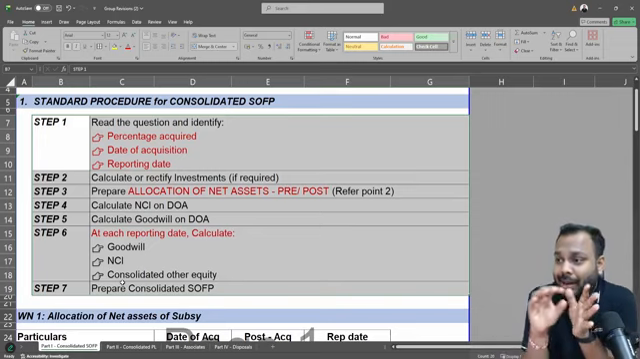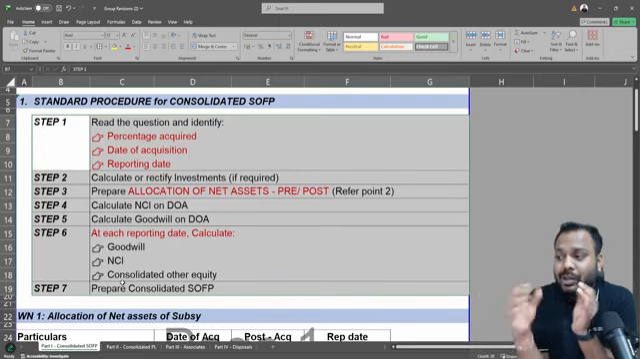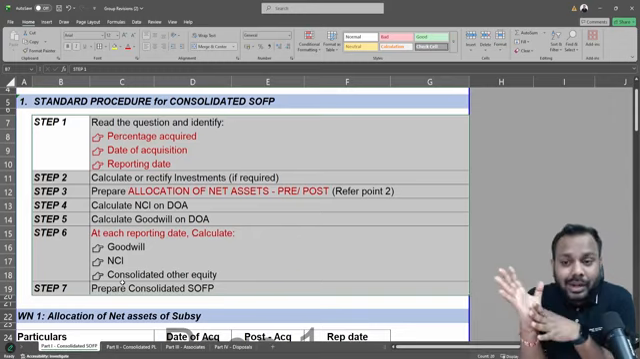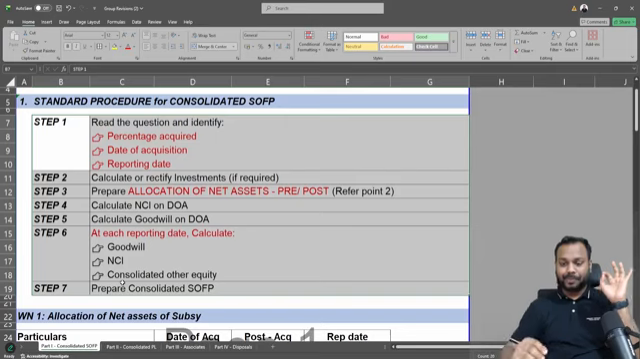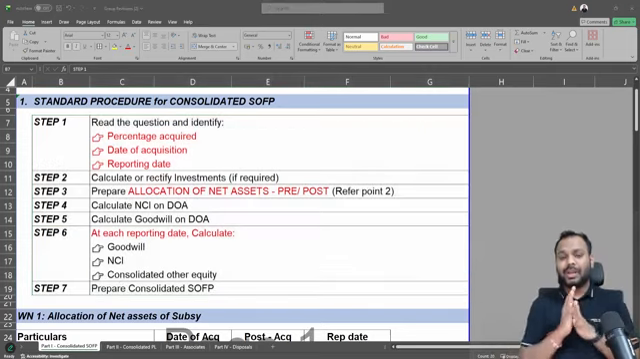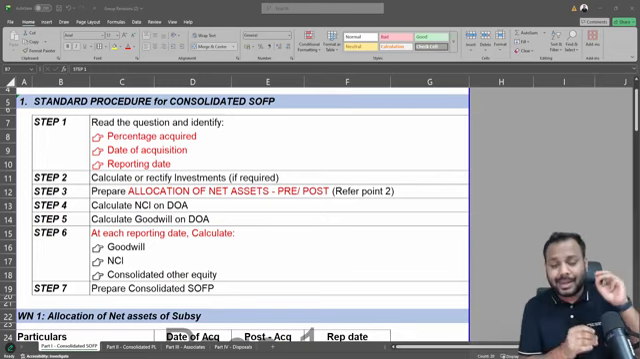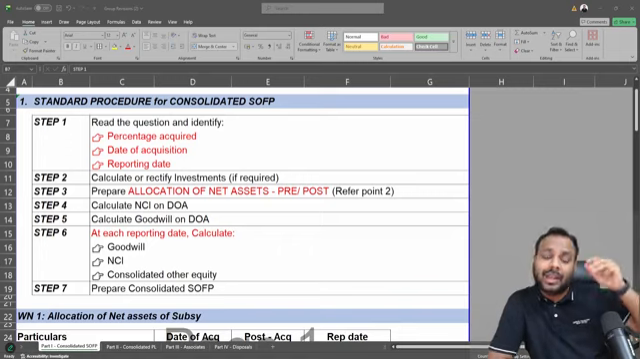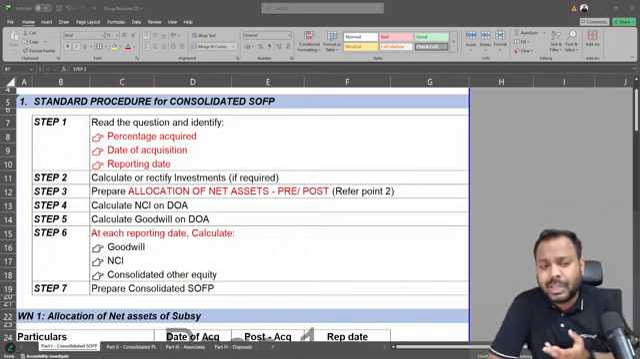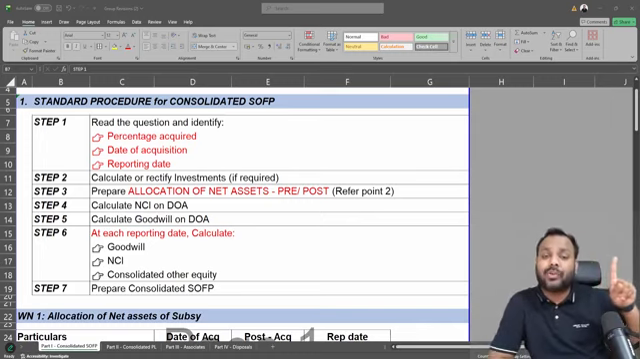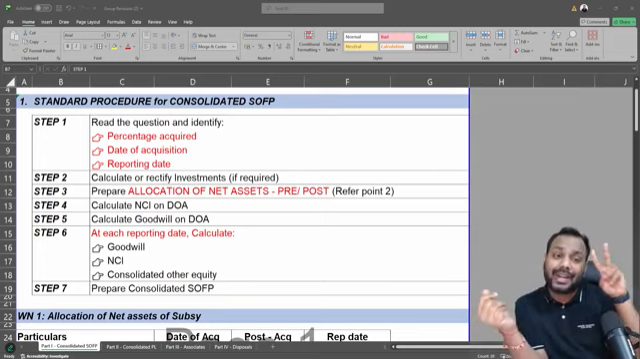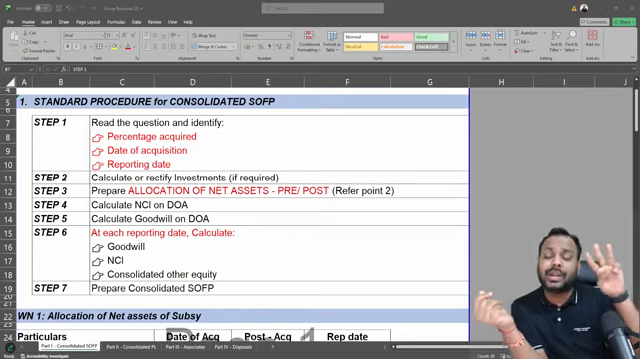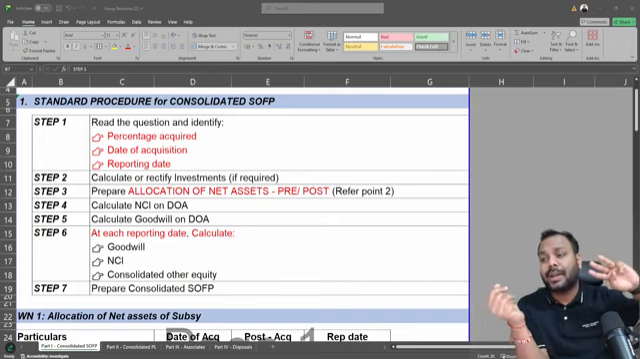By the end of this revision, you will become well equipped to understand and prepare a consolidated SOFP question with all the adjustments. Now step number one is, first of all, try to understand and identify these three important data in your question of consolidated SOFP. One, what is the percentage acquired, that is, the percentage of shares acquired by the parent in the subsidiary? Second, what is the date of acquisition? Third, what is the reporting date? So first of all, identify these three important data.